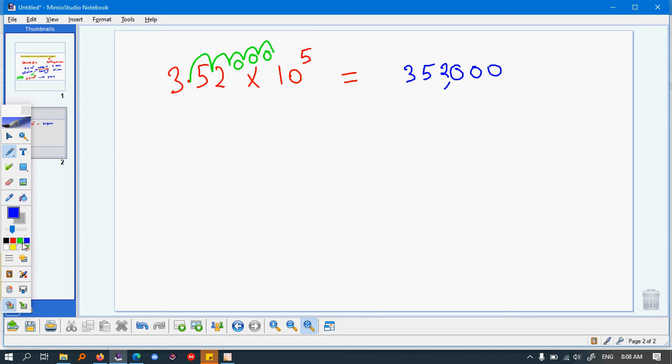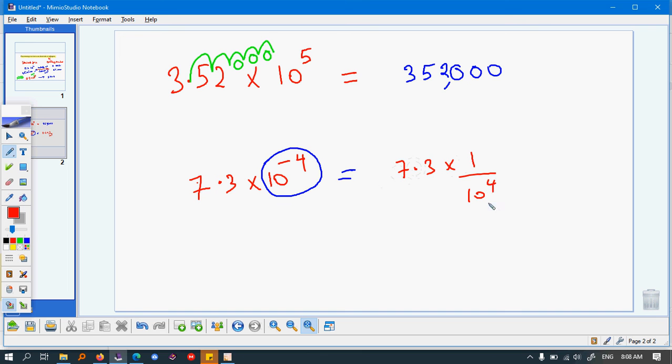What if my power is negative? So in the next example, I'm going to use a power which is negative on the 10. Let's say I have 7.3 times 10 to power negative 4. Now, from indices, we learned that when we have a negative power, we flip the base. So this would be the same as 7.3 times 1 over 10 to power 4. And I know that 10 to power 4 is 10,000.